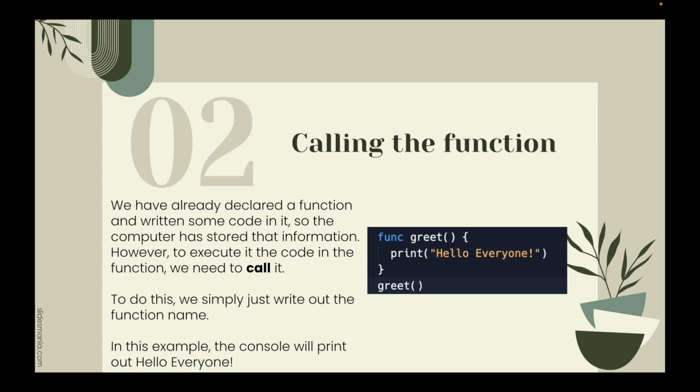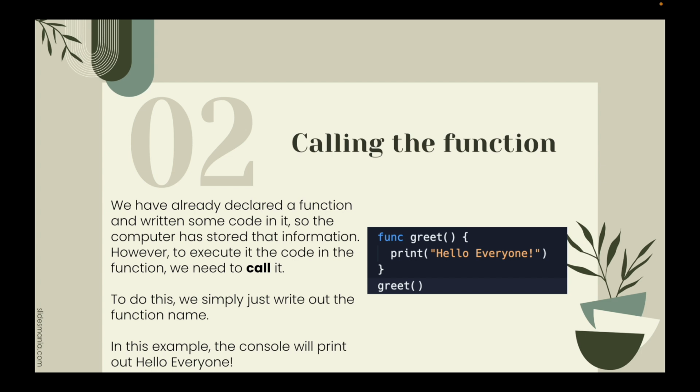So we have already declared a function and written some code in it. So the computer has stored that information. However, to execute the code in the function, we will need to call it. To do this, we simply write out the function name. In this example, the console will print out hello everyone. And that was exactly what you needed to do to solve the problem that we just encountered.